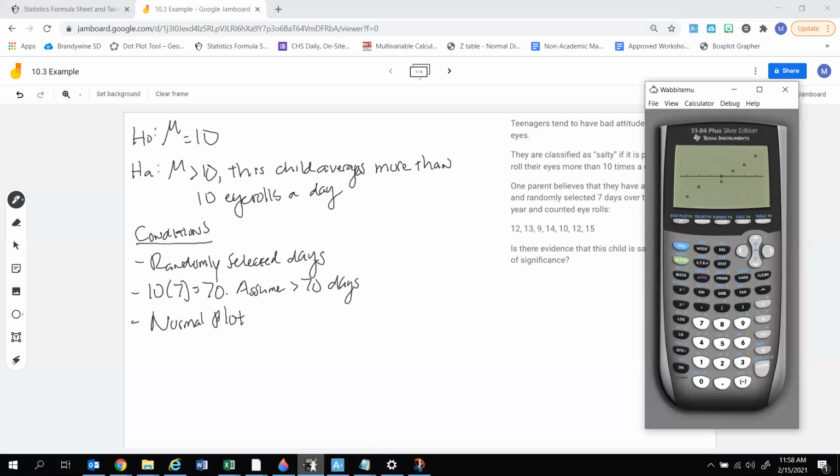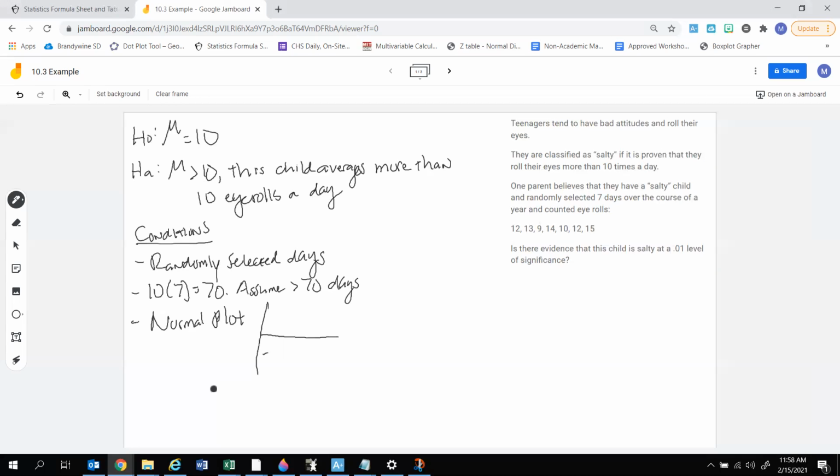Make a rough sketch of it. It doesn't need to be anything nice, but just kind of do, there was 1, 2, then you have the vertical stack, 1, 2, 3. Okay, so there you go. The normal plot is approximately linear, so the distribution is approximately normal. All right, so we check all these categories off. Therefore, this is a one sample t-test for means.